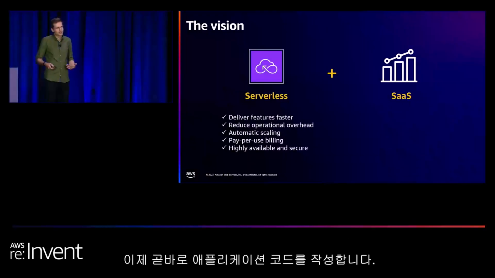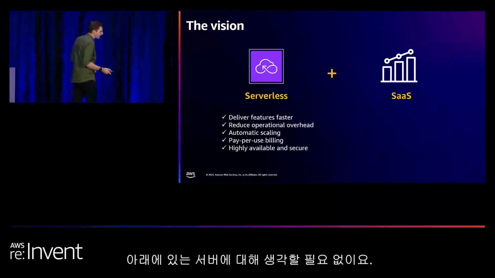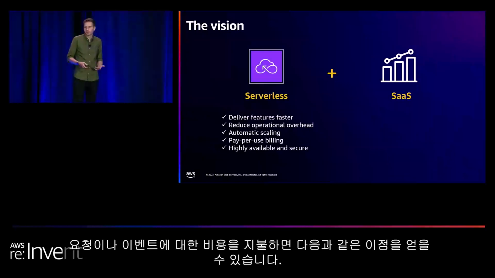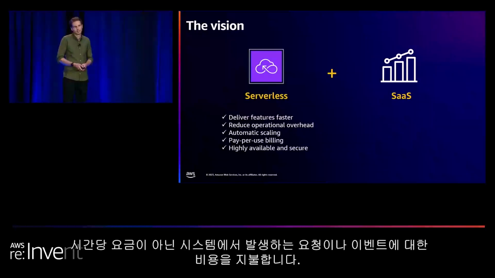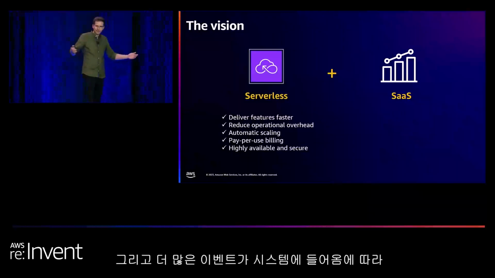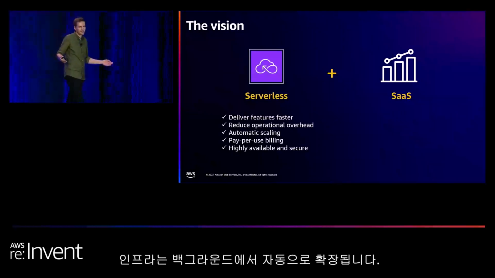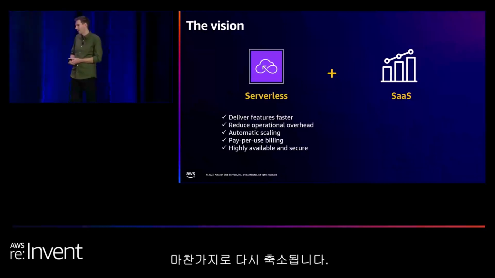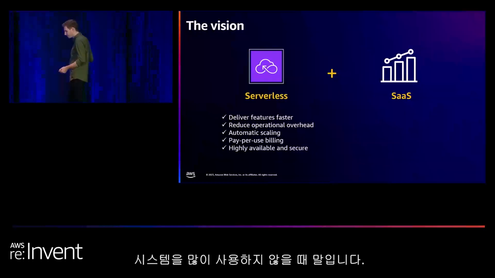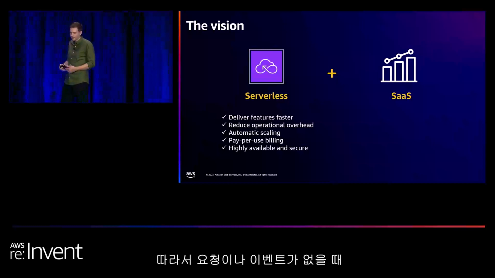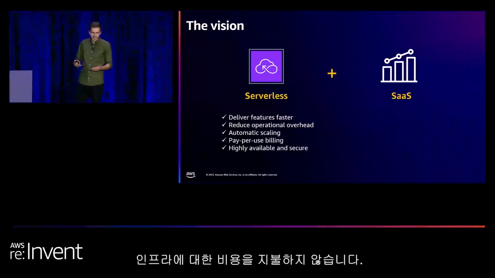So we get straight to writing our application code without having to think about the servers underneath. We get the benefits of paying for requests or events that flow through the system rather than an hourly charge. And as more events come into the system, the infrastructure automatically scales up behind the scenes. Similarly, it scales back down again when we're not using the system as much. And in most cases, we don't pay for idle. So when there are no requests or events, we're not paying anything for the infrastructure.